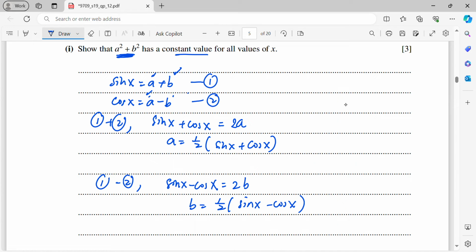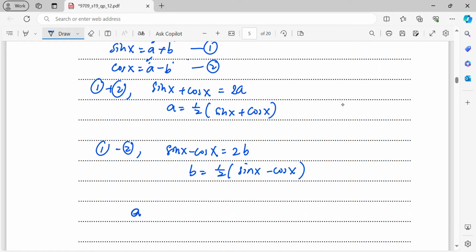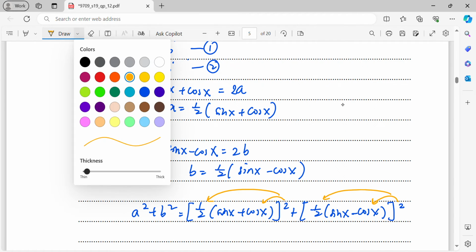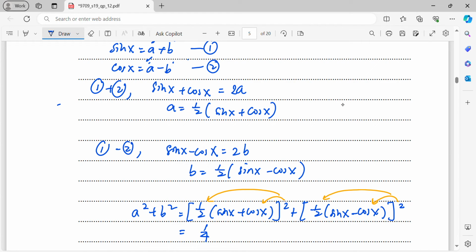And then now I will substitute into a squared plus b squared. So a squared plus b squared is half bracket sine x plus cos x, then you square it, plus half times sine x minus cos x, all these terms squared again. So then from here, you will be getting 1 over 4, because the square must be brought into the bracket. So here will be 1 over 4, because the square of half is 1 over 4. Then here I will be getting sine x plus cos x squared. Same goes to the second bracket. This is 1 over 4 sine x minus cos x squared.